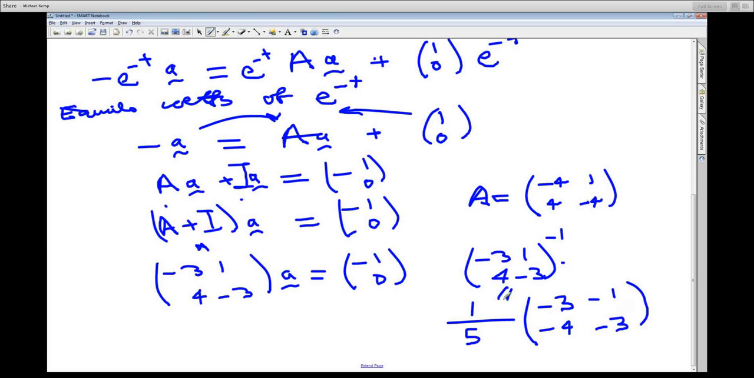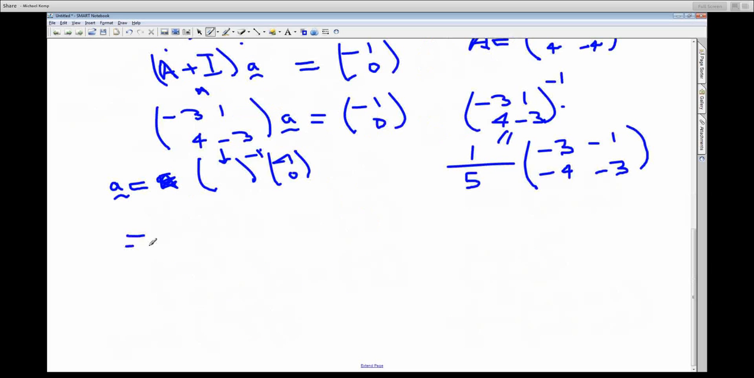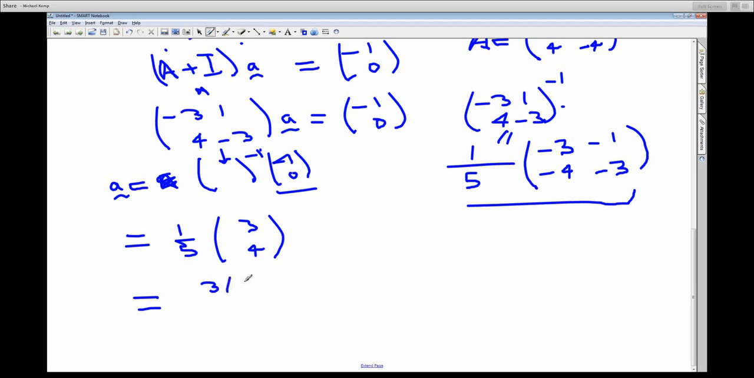And so that's the inverse, and therefore A is equal to this inverse matrix times minus 1, 0. If you multiply this out, you get 1/5. I'll leave that for the moment. Minus 3 times minus 1 gives you 3. Minus 4 times minus 1 gives you 4. That's pretty much it. So 3/5 and 4/5 are the two components.